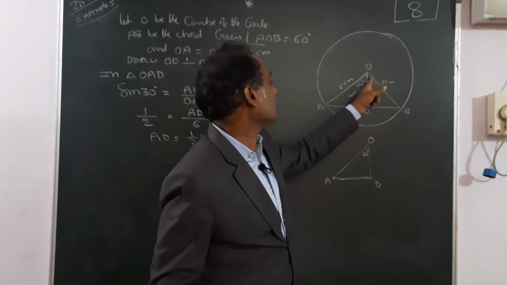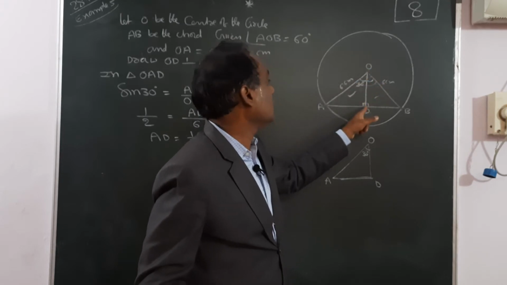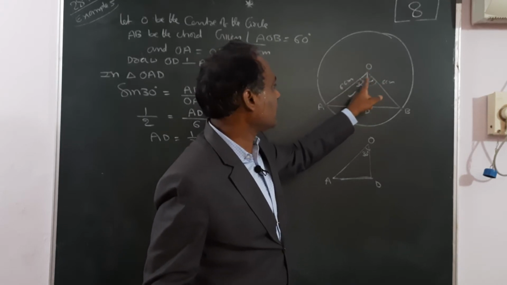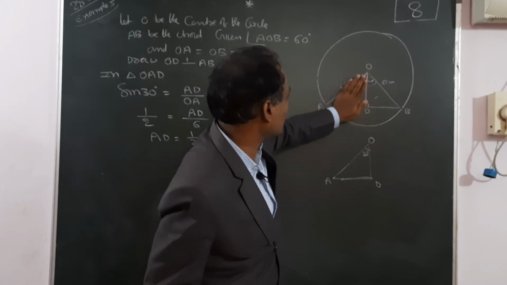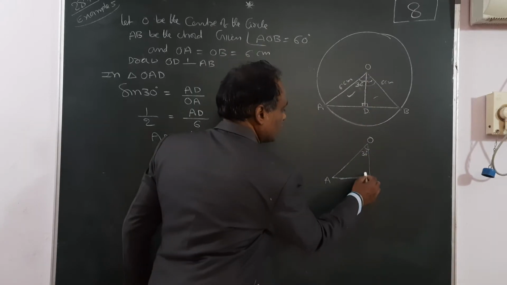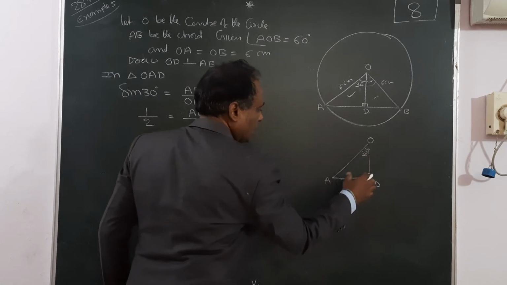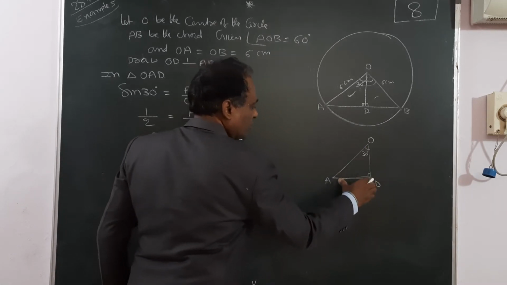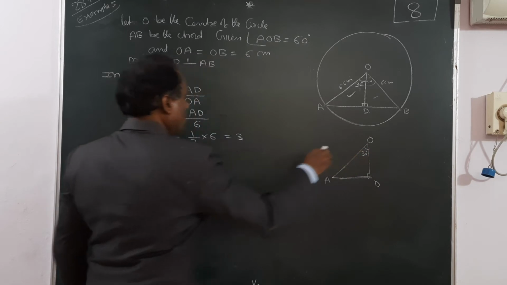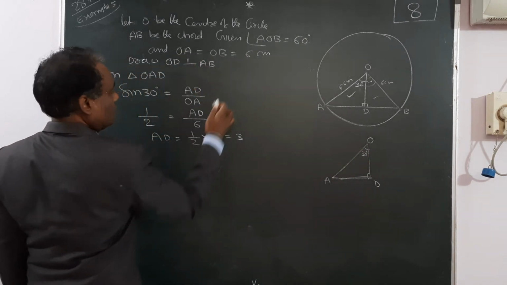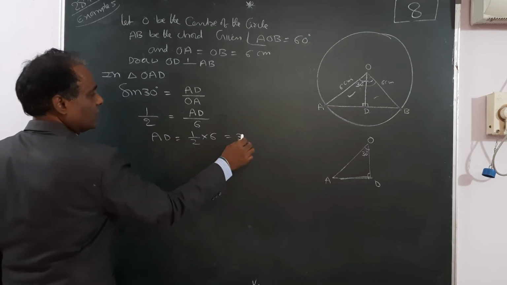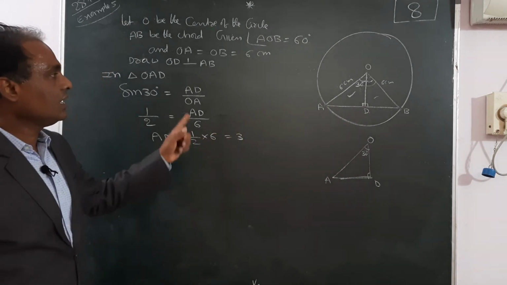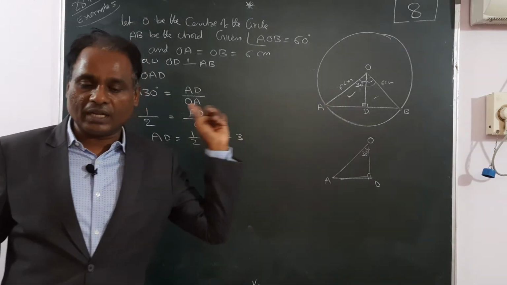So this total is 60 degrees. If you draw a perpendicular, this angle will be divided into 2 equal parts. This will become 30 and this is a perpendicular line. Therefore this is a right angle triangle which I wrote here. So sin 30 is equal to opposite by hypotenuse, AD by OA. OA is already given as 6. So 1 by 2 into 6, that is 3 centimeters. Write down up to here. Now I will explain how to find the AB length. Write down.